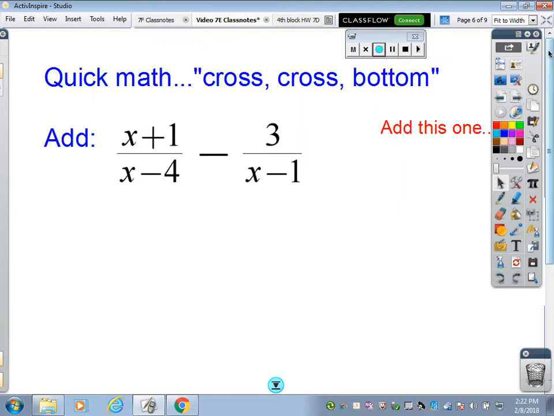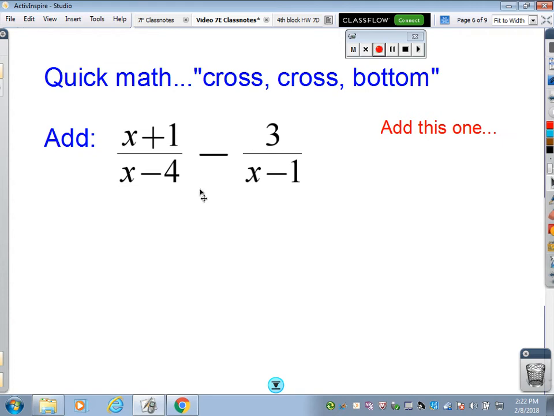All right, now this is not in your notes, but it's a quick way to multiply. Now, if you notice my common denominator here is going to be x minus 4 times x minus 1. These are different factors. So if I have different factors, a quick way to multiply these fractions, or to add these fractions, is what I call cross, cross, bottom.